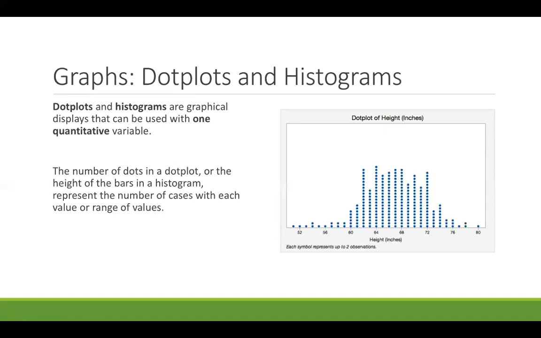In this case, on the right, I've shown a dot plot, and the number of dots in a dot plot or the height of bars in a histogram represent the number of cases within each value or range of values. So in this case, in the dot plot on the right, each dot represents one person, since we're looking at height, and this is most likely people here that are being measured. So each dot represents one person.